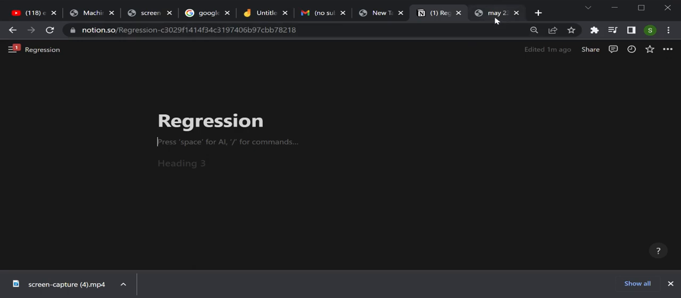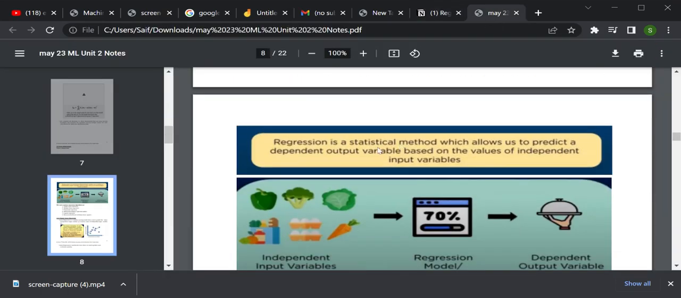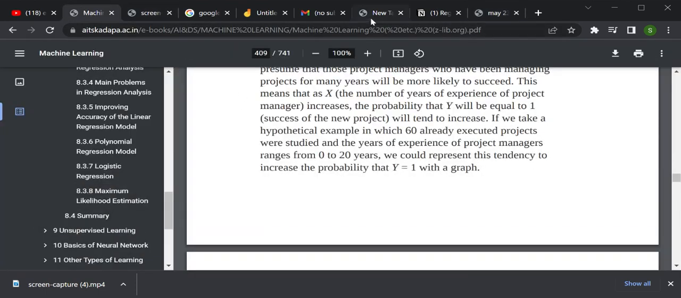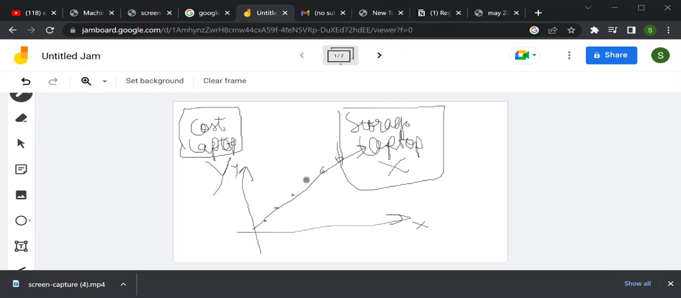So we have seen what is regression. Regression is a statistical method which allows us to predict a dependent output variable based on the independent input variables. So what is the independent variable in this graph? Independent variable is x.